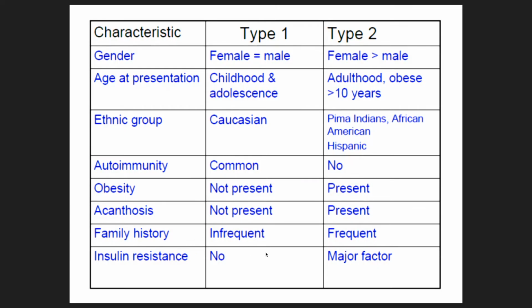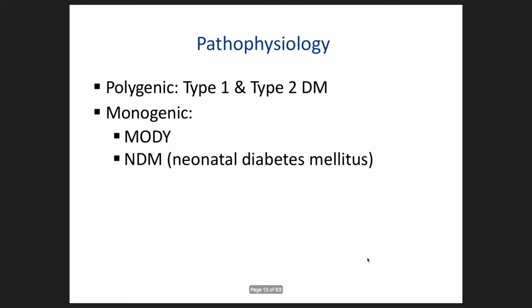Insulin resistance has nothing to do with type 1 diabetes, while it is a major factor for type 2 diabetes. When we look at the pathophysiology of diabetes, type 1 and type 2 are polygenic diabetes. What is the meaning of polygenic? Polygenic means environment and genetic. So, if somebody asks you, is type 1 diabetes inherited or is type 2 inherited, you tell them it's not a pure inherited disease, it's not a Mendelian inherited disease, it is a polygenic disease.